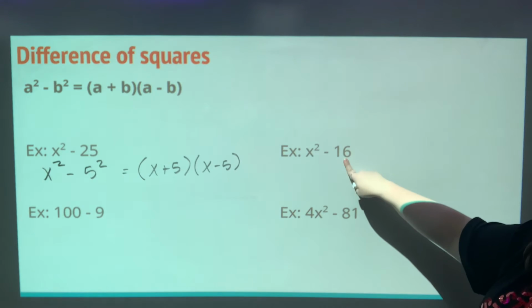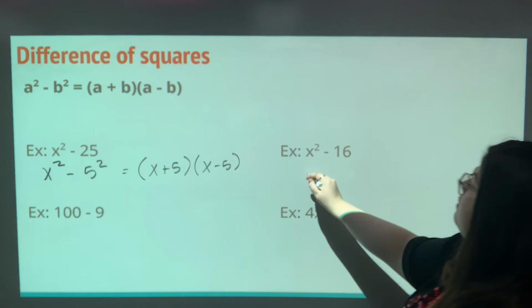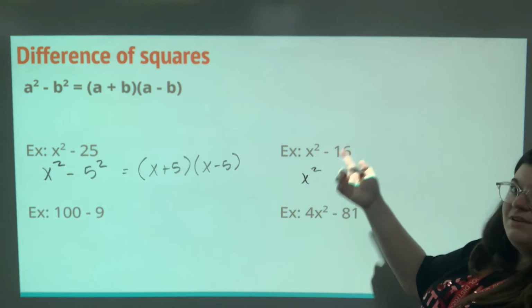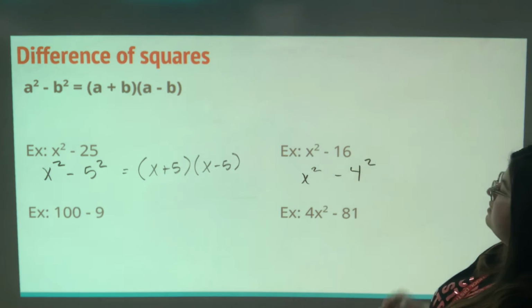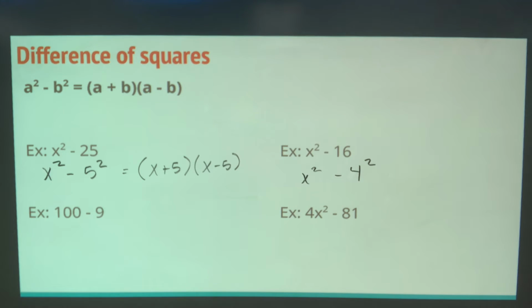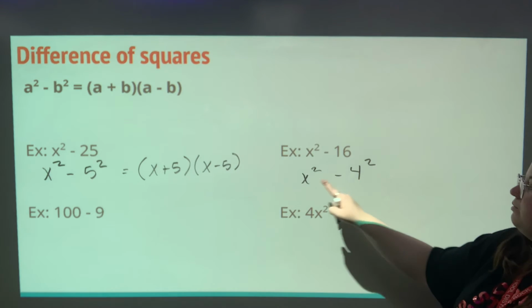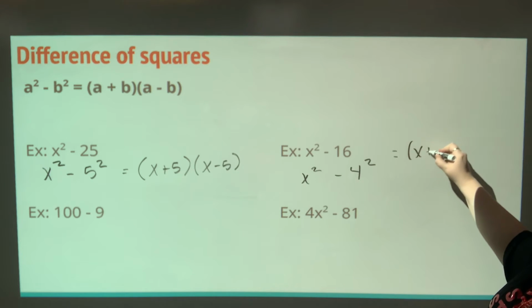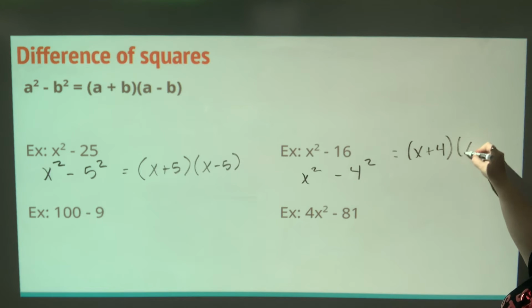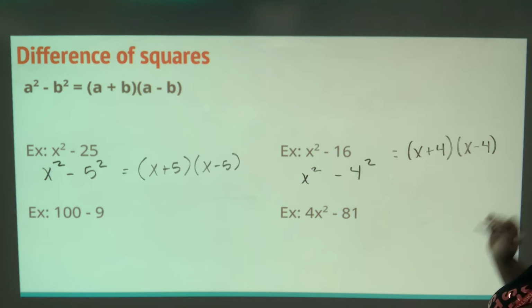Over here, I know 16 is a square number. X squared is obviously a square, right? So you could write this as x squared minus 4 squared. There's our two numbers. Boom, boom. This factors out to be x plus 4 multiplied by x minus 4. There's our difference of squares.